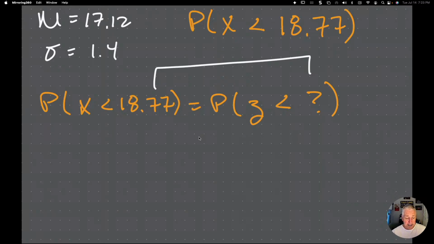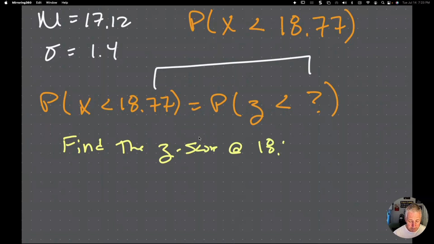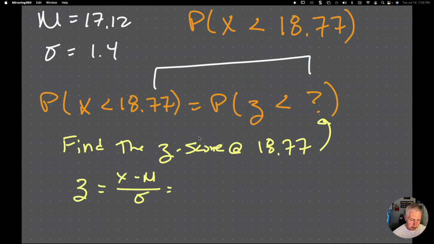Not too shabby. So let me go to yellow. So we have to find the z-score at 18.77, and that's what we'll put up here in the question mark. We'll replace that, then we'll be able to work with it with our calculator for tonight's session. So the z-score, z, is equal to the x value, subtract the mean, divided by sigma, which is standard deviation. The x value in this case is 18.77.